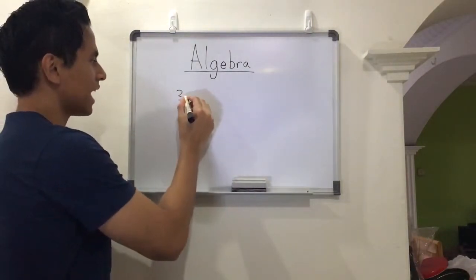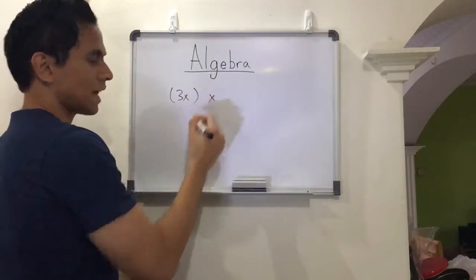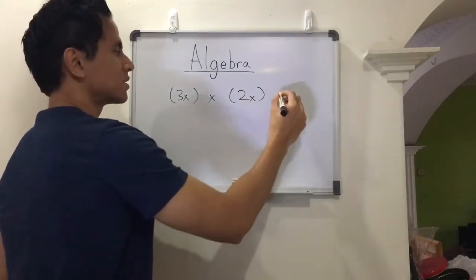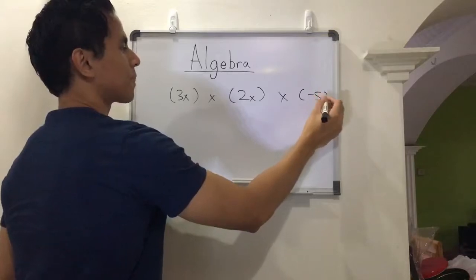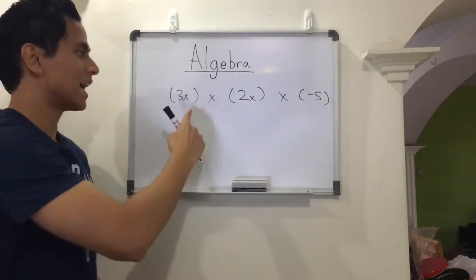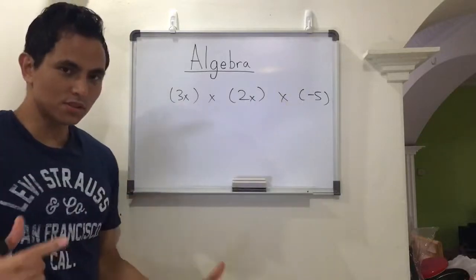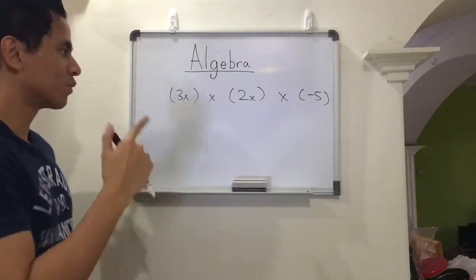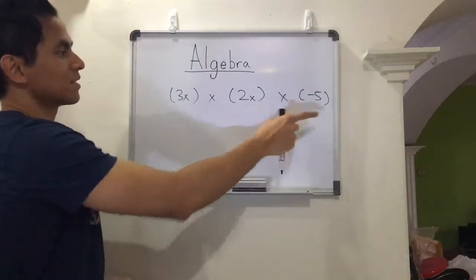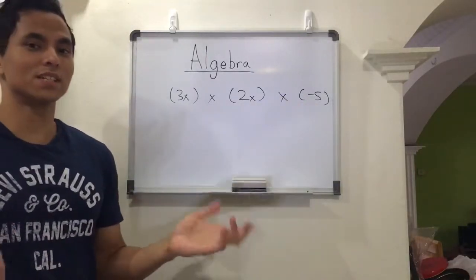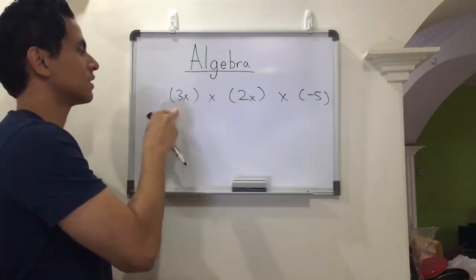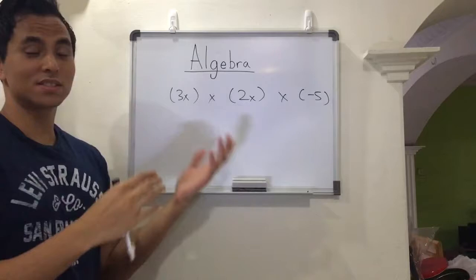Say we are given 3x times 2x times -5. Now, how would we go about this? Notice that there are 3 brackets. So what we must consider first is that we look inside the brackets and we see that inside each of the brackets, we cannot simplify them any further. So therefore, we can just stop looking inside the brackets because it's simplified as much as we can.